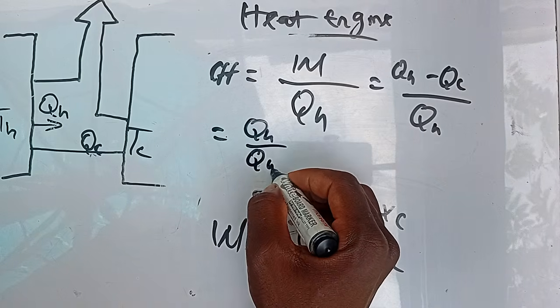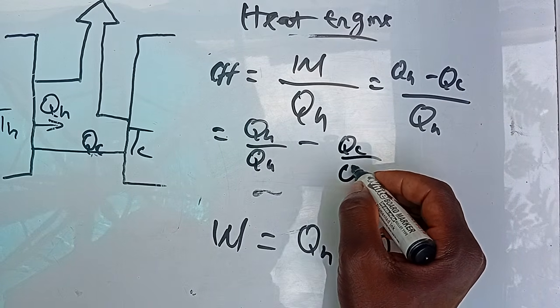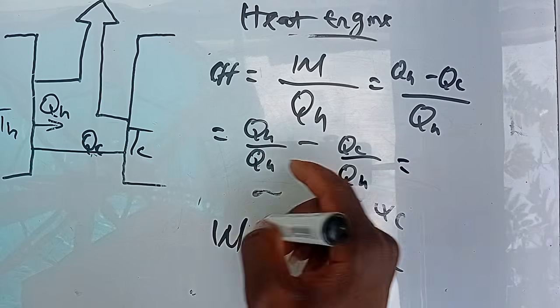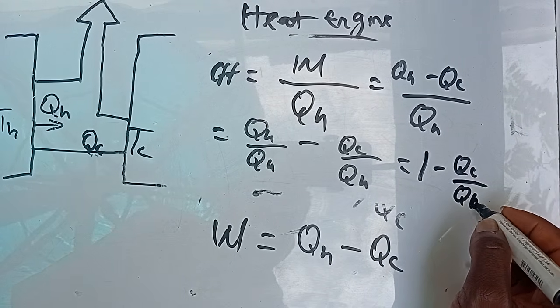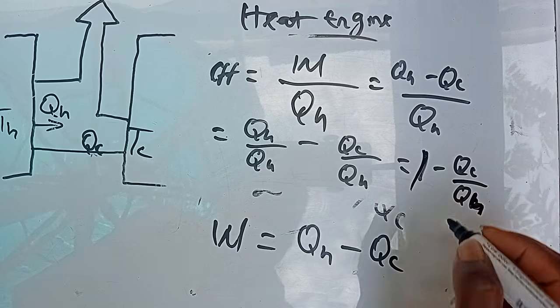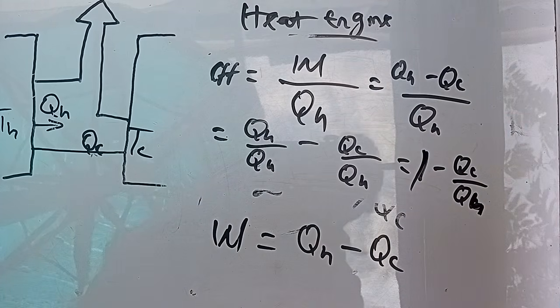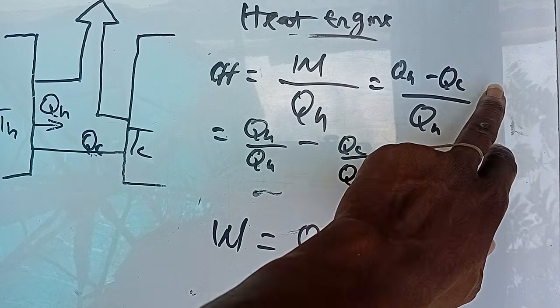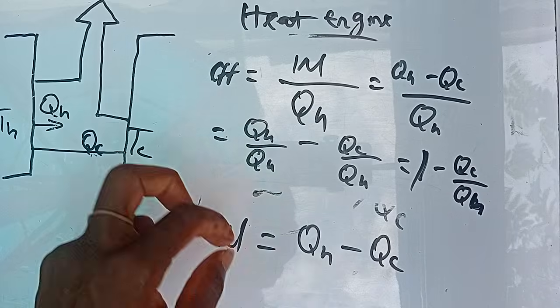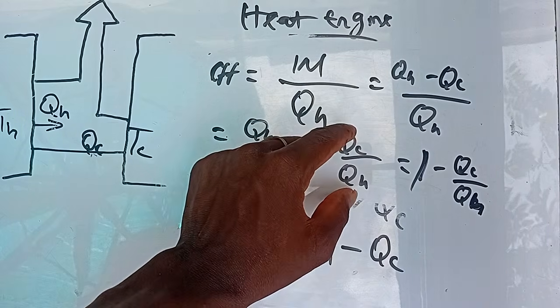So we can conclude that efficiency can also be QH over QH minus QC over QH. Isn't it? So you can have different formulas for it. Work over QH, or QH minus QC over QH, because this is the same as work. Then QH over QH is equal to 1, minus this.